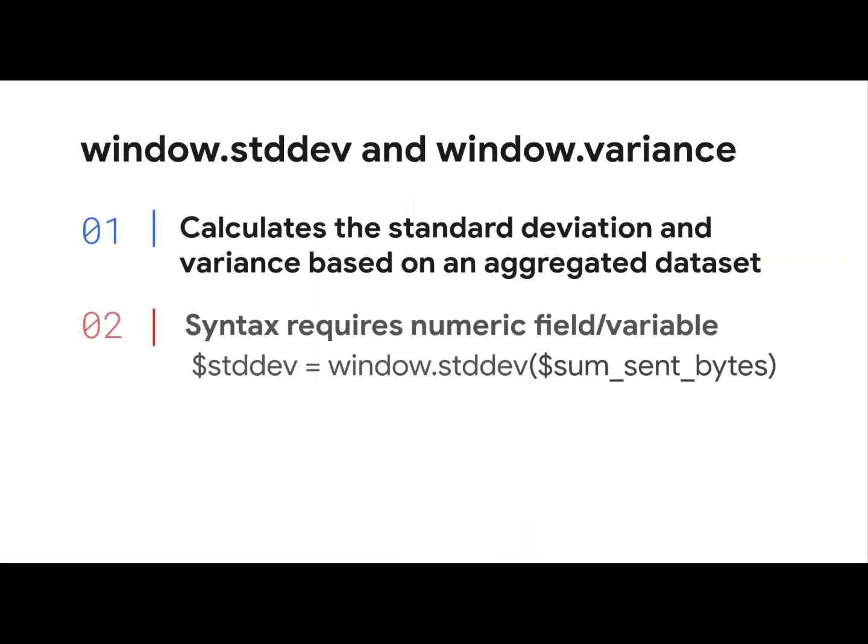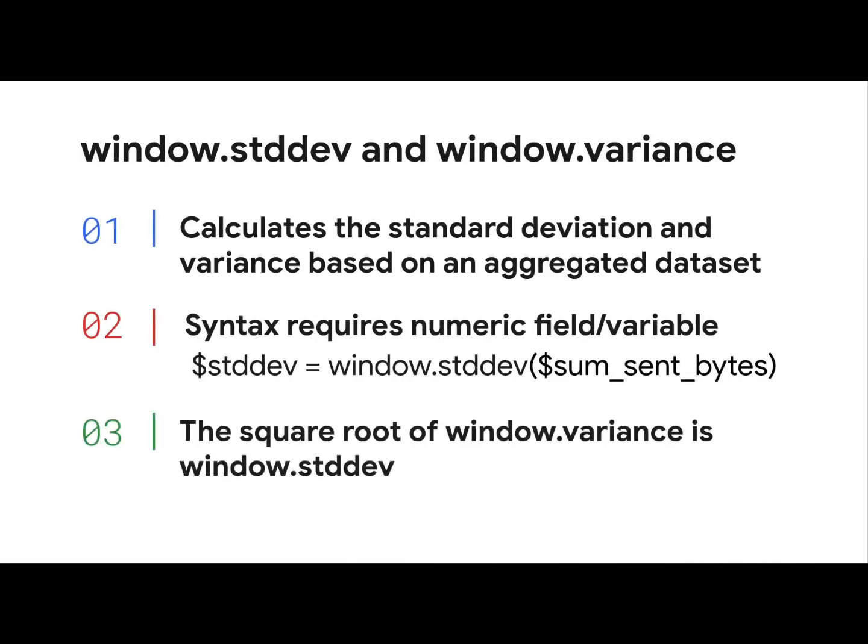The functions window standard deviation and window variance provide additional statistical measures that can be applied to data sets in searches and rules. The syntax doesn't get much simpler. We just need a numeric value from an aggregated data set to calculate the standard deviation and variance. Remember that standard deviation is derived from variance, so you can use one or the other or both, whatever you'd like.